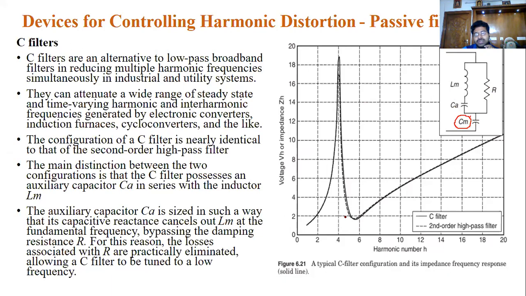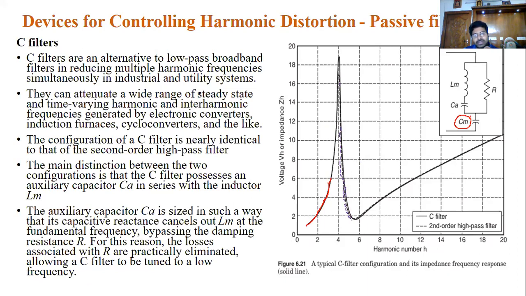You can observe this graph. There is one comparison graph between the C type filter as well as the second order filter. This thick line indicates the C type filter waveform. So how it can minimize the harmonics. You can observe these dotted lines, very small dotted lines. See carefully in the graph, I can draw here. See these dotted lines. Almost all of them collide with each other.